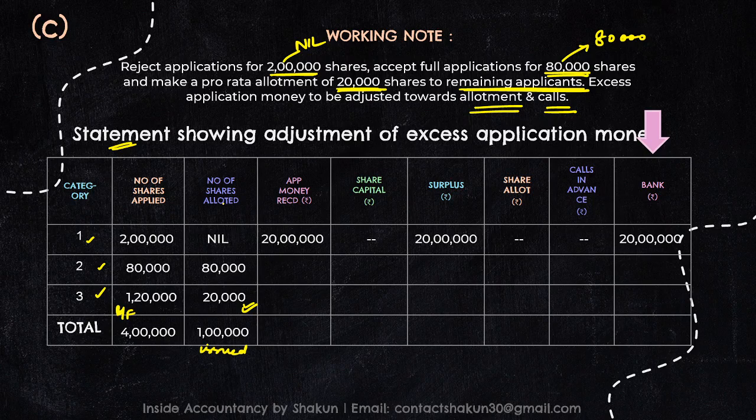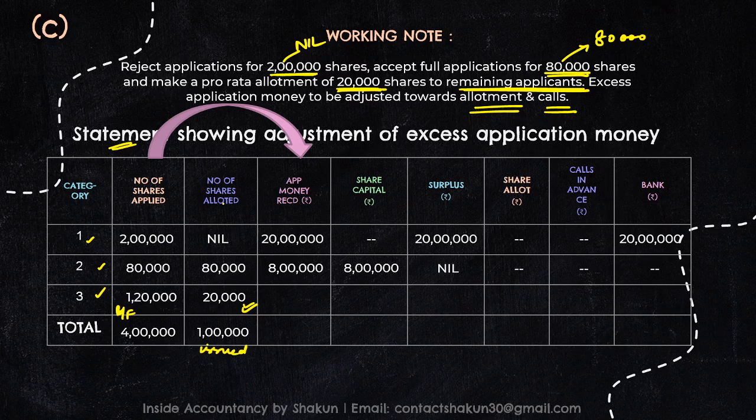Then moving on to the second category, again number of shares applied into the application rate will give me application money received. So 80,000 into 10, 80 lakh. Then number of shares allotted into application money gives me the amount to be put under share capital, which is again 8 lakh. Then we find out the difference between both. There is no difference, no surplus. Since there is no surplus, we cannot put anything in allotment or advance or bank.